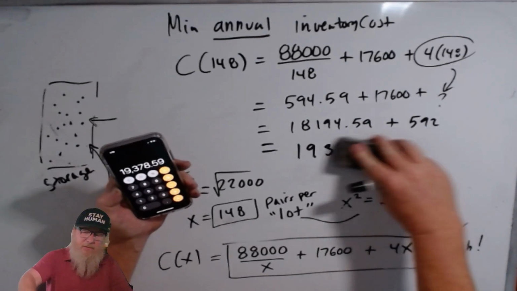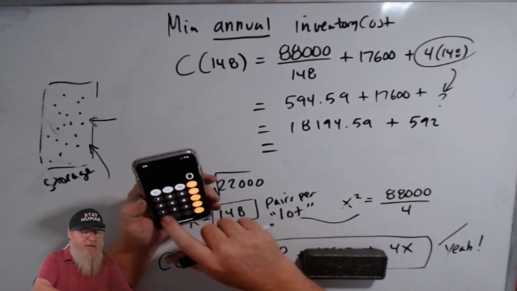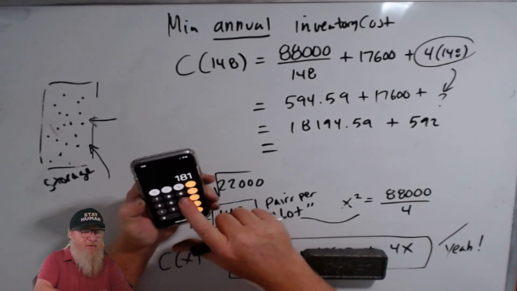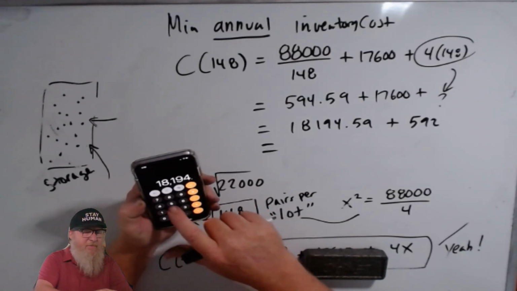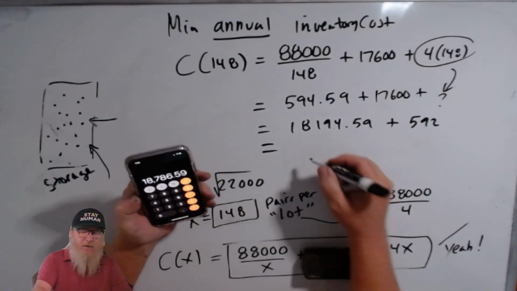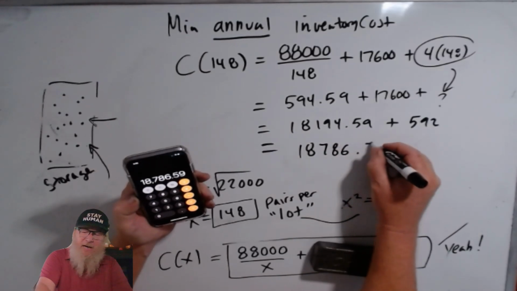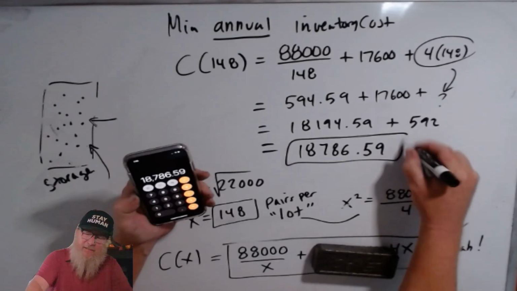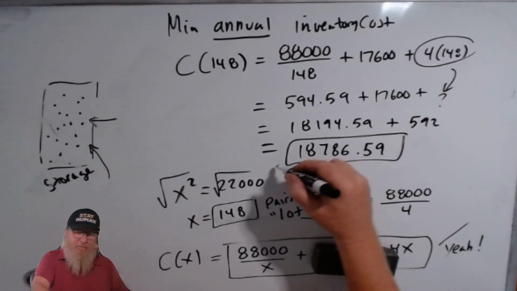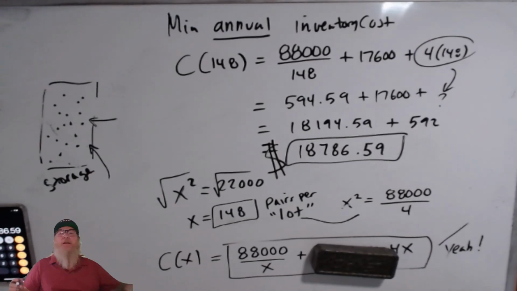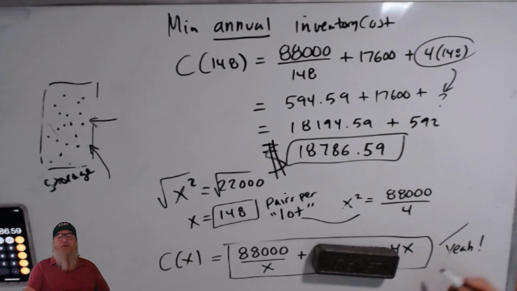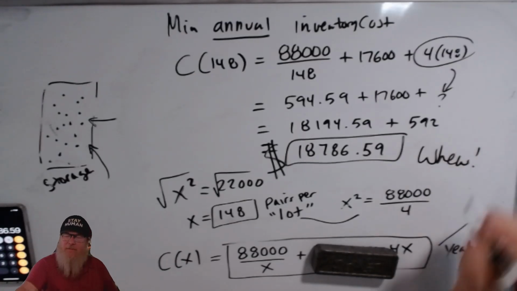That doesn't make sense. Something's wrong. Let's try that again. $18,194.59 plus $592. There we go. A grand total of $18,786.59. Put a dollar sign in front of it. Whew! We did it. Or I did it.